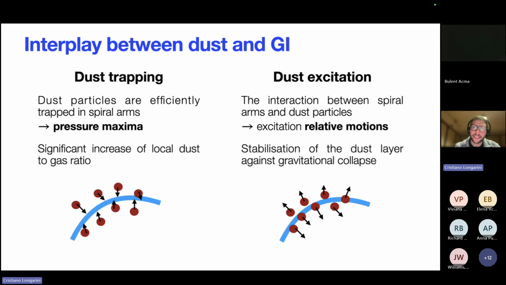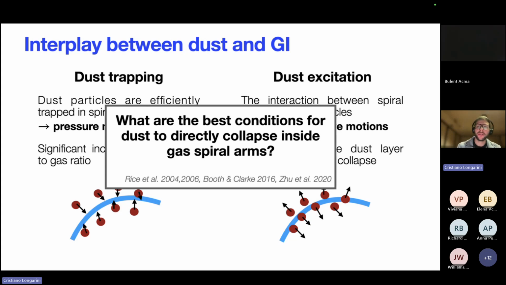But at the same time, dust particles can be excited when they interact with the spiral arms. In particular, we can imagine a spiral arm that is giving a kick to these dust particles, and so they can be excited. So there are relative motions between dust grains, and this is stabilizing the dust. So it's going against, let's say, the increase of the dust to gas ratio. And so what we want to understand is the interplay between these two effects, and what are the best conditions for dust to directly collapse inside gas spiral arms because of the high concentration.